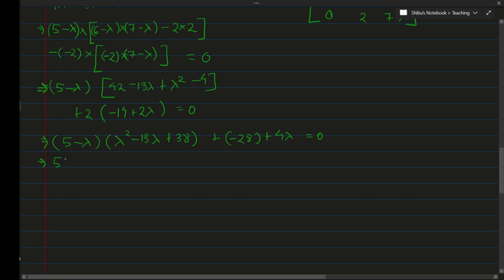So this will be 5 lambda square, 5 multiplied with all these things, minus 13 5s are 65, I think. Yeah, so 5 lambda, minus sign is there. 5 into 38 will be 5 8s are 40, 0 4, 5 3s are 15, 4 190, right? Then multiply minus lambda with everything, so it will be minus lambda cube plus 13 lambda square minus 38 lambda minus 28 plus 4 lambda equals to 0.